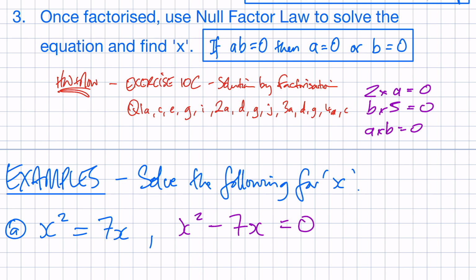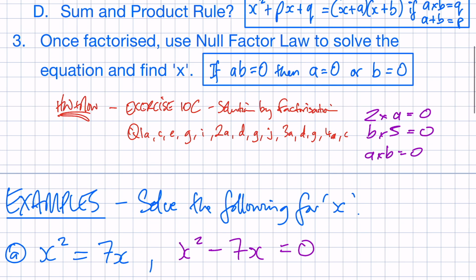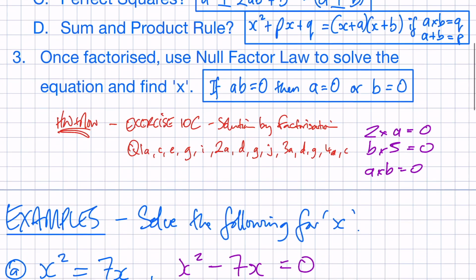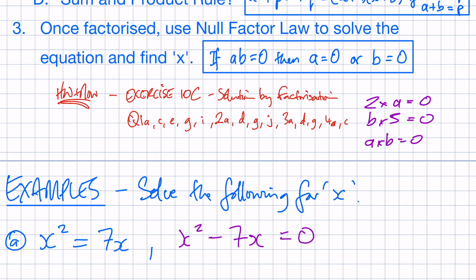That's fine. Get it out of your system now so it doesn't happen during assessment time. x squared take 7x. So step 1 was make it equal 0. We've done that. Which of the factorizations can I do here? What order did I give them in? Common factors, difference of two squares, perfect squares, sum and product rule.